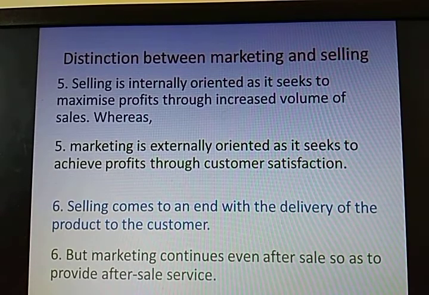But if you see, marketing continues even after the sale, so as to provide the after sales service. We have seen this in detail. What is after sales service? Again, I will tell you, some kind of installation is required for certain appliances like computer, refrigerator. The customer wants to know about a new TV, a new oven, a new refrigerator. So after selling, this kind of service must be provided by the producer. So it comes under marketing.